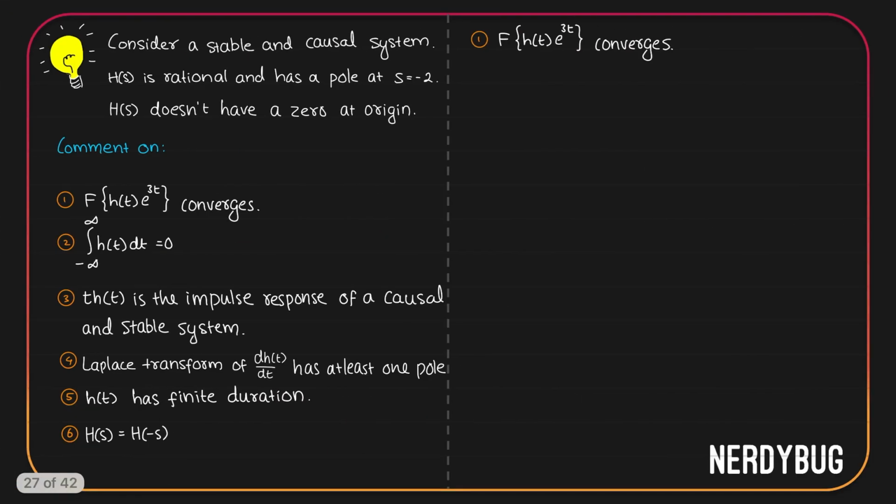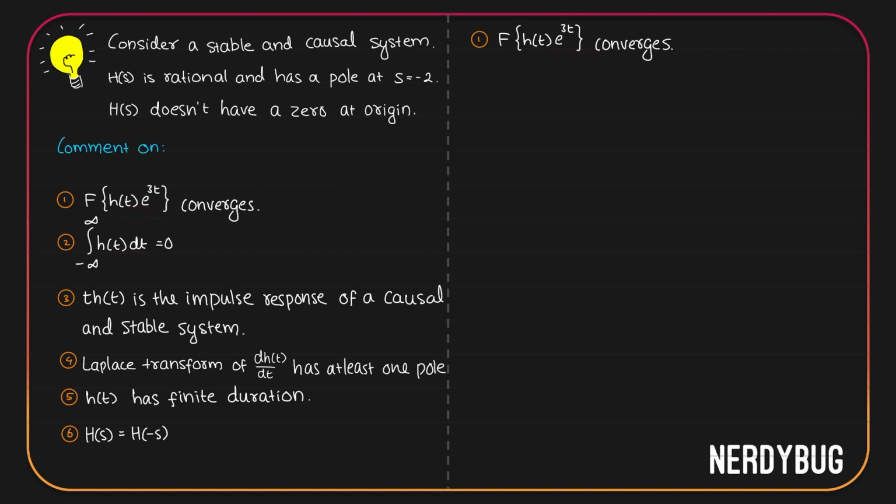Let us solve another problem. There is a system that is stable and causal. Its transfer function h of s is rational. It has a pole at s equal to minus 2. H of s does not have a 0 at the origin. We have to comment on each of these 6 statements.